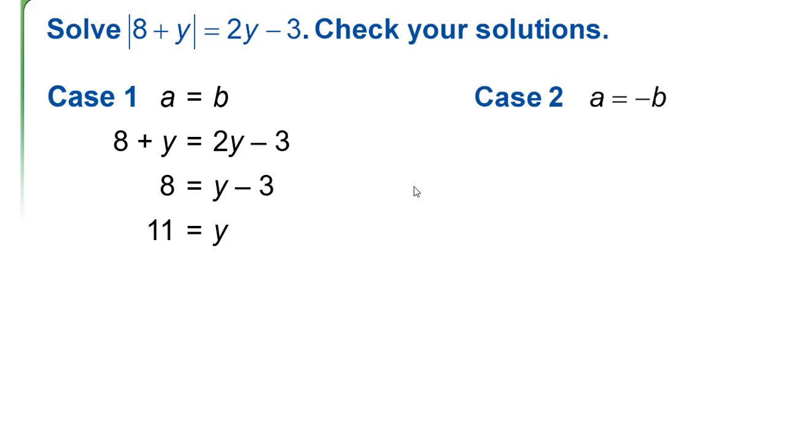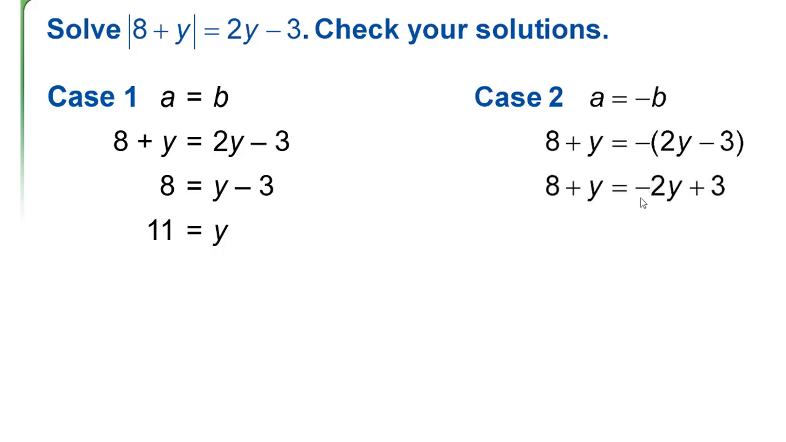We do need to look at the other solutions. Our 8 plus y could equal the negative of 2y minus 3. Now notice that negative sign is in front of the entire thing because 8 plus y could either equal positive quantity 2y minus 3 or it could be negative quantity 2y minus 3. Go ahead and distribute that negative, and so we get negative 2y, and the negative of negative 3 is positive 3. So we rewrite this as 8 plus y equals negative 2y plus 3. That's very similar to multiplying everything on the right side by negative 1 because there's a negative sign there.